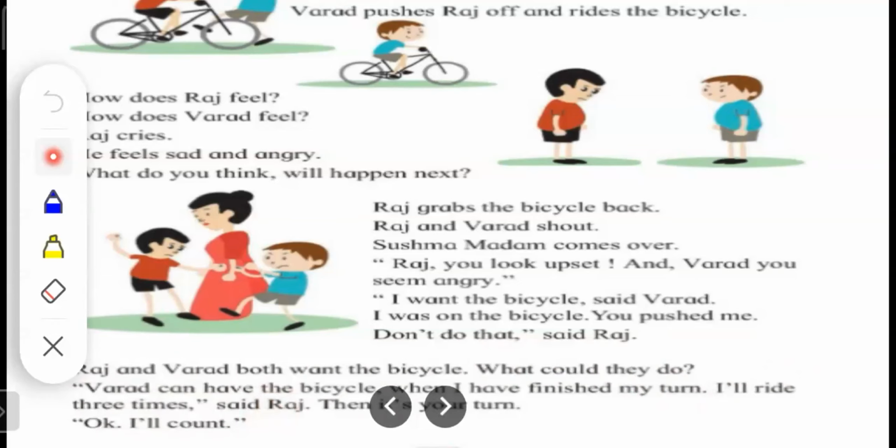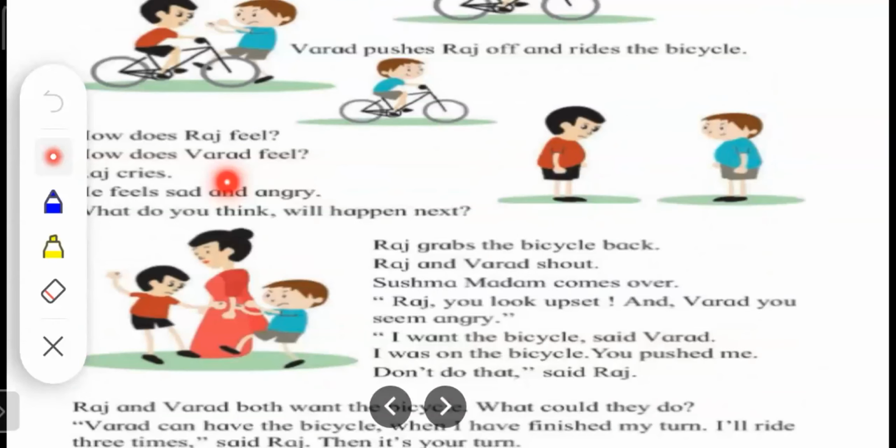Okay, I will count. So children, when they are fighting, you can see Sushma madam is passing over. She sees both Raj and Bharat fighting. She asks them, what is wrong with you? Then Raj says that he was on the bicycle first. Bharat, why did you push me? He says to Bharat, don't do it again.